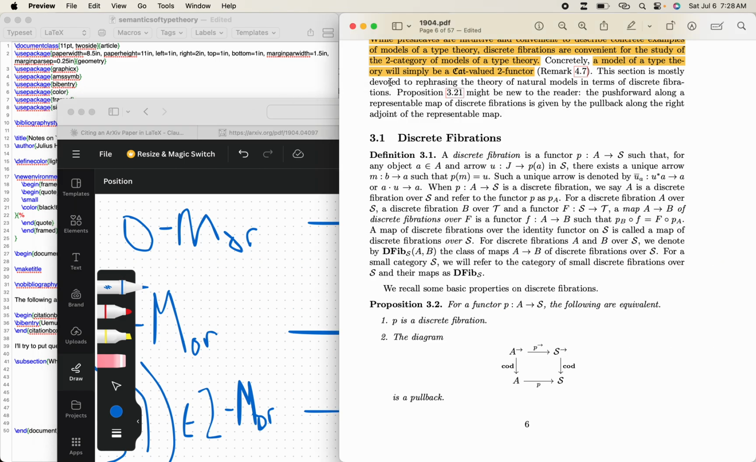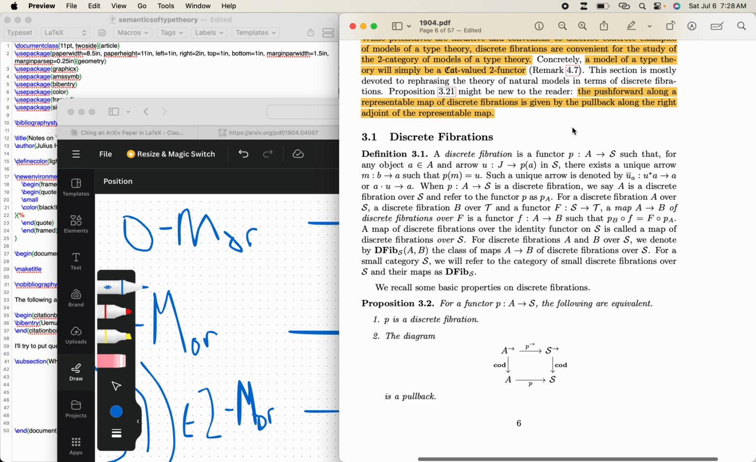This section is mostly devoted to rephrasing the theory of natural models, blah, blah, blah. It might be new to the reader. The push forward along a representable map of discrete fibrations is given by the pullback along the right adjoint. Okay, so I am still working on understanding functors, and I know that I'm not going to really understand adjoints for a little while, but I want to. So I might pretty soon get stuck, unfortunately, but we'll see.